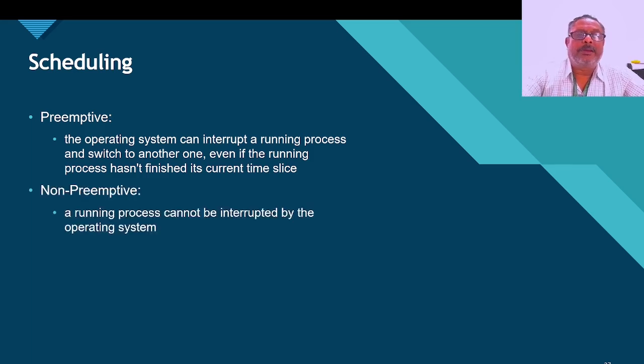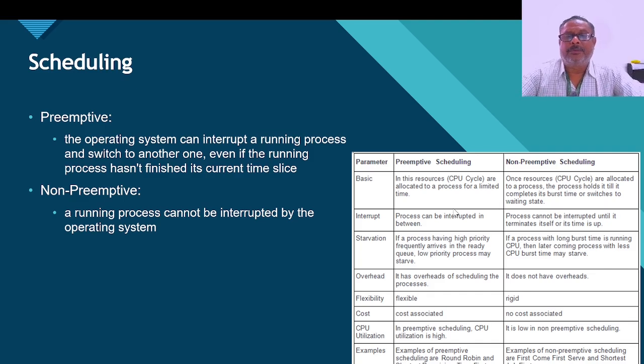Then we have another type of scheduling which is called non-preemptive. The running process cannot be interrupted by the operating system. So once the process starts running, the operating system has to wait till that process completes its job. Both have their own advantages and disadvantages. We'll see what each one is going to talk about.